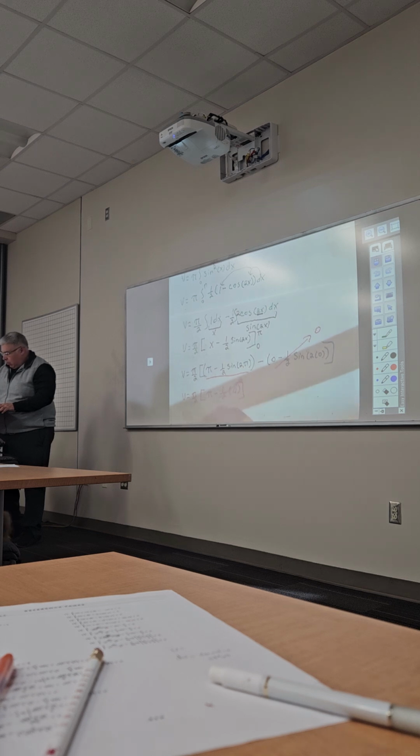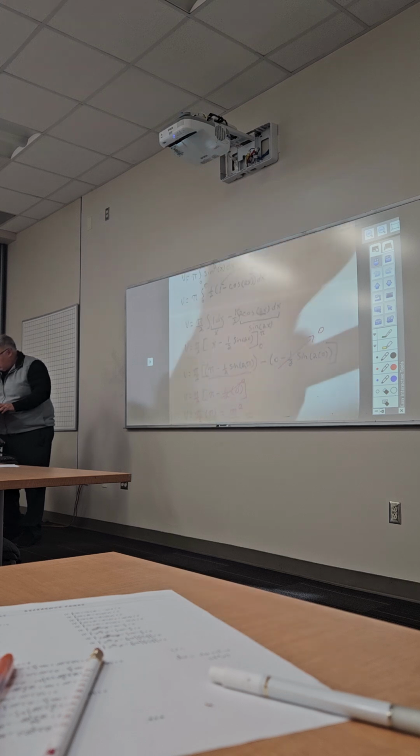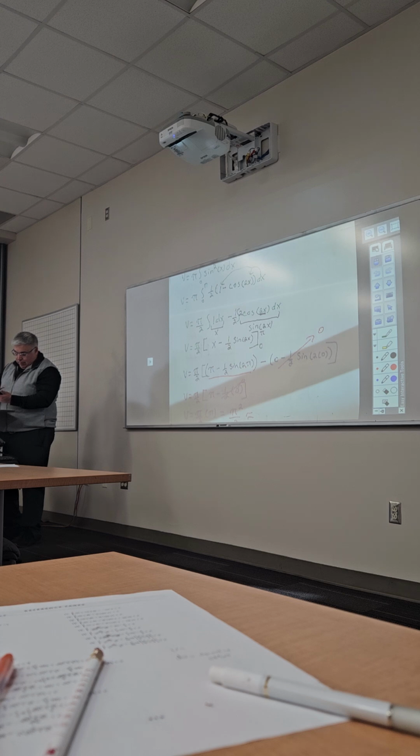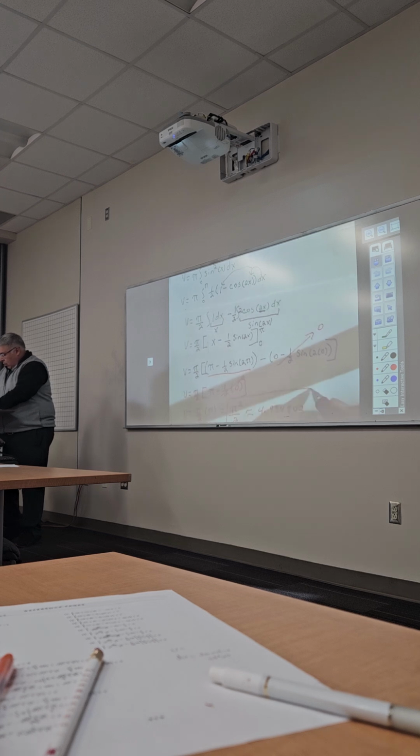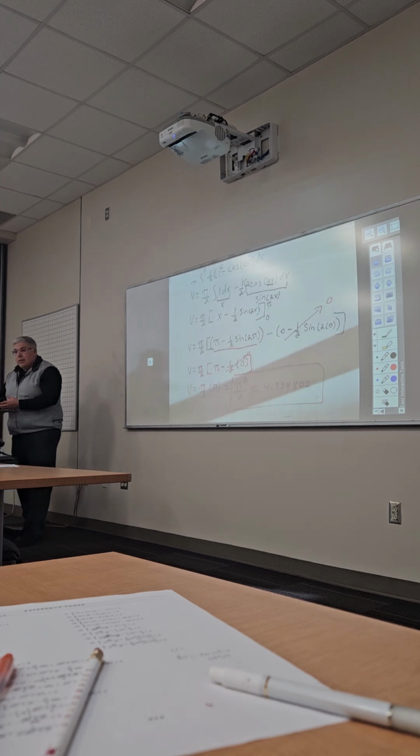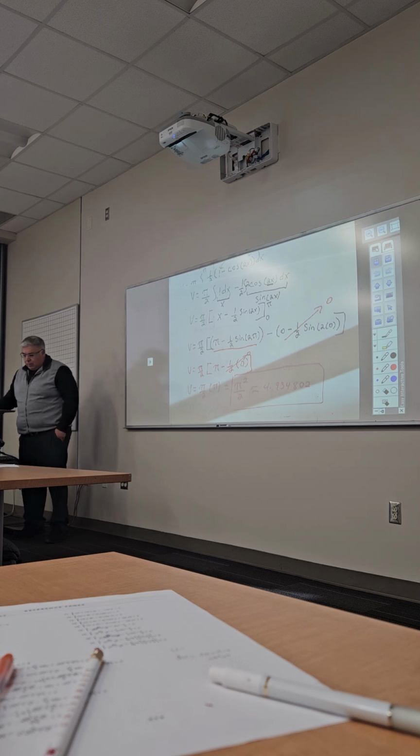And so we get volume is equal to pi over 2 times pi, which is equal to pi squared divided by 2. And what's pi squared divided by 2? 4.93, right? There we go. Y'all okay, class? So the volume of that lemon is 4.934.